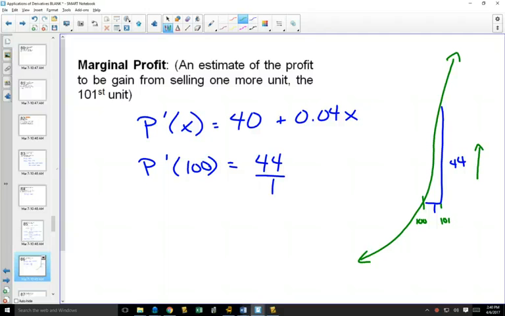So it's giving us an estimate that when we produce 1 more, we should get 44 more. But it's just an estimate because instead of actually being this point, what we've done is we just figured out the slope of the tangent to that function. But it becomes a good estimate.